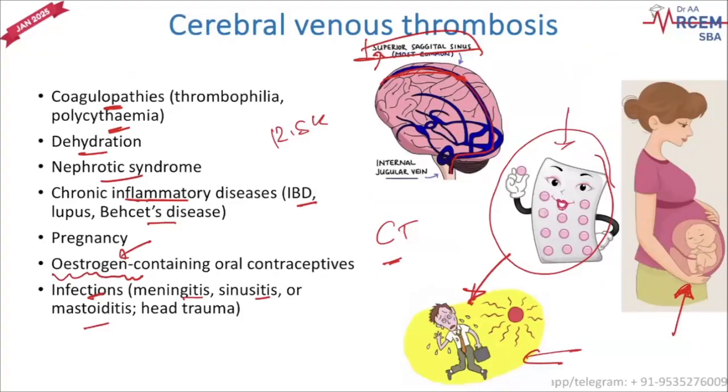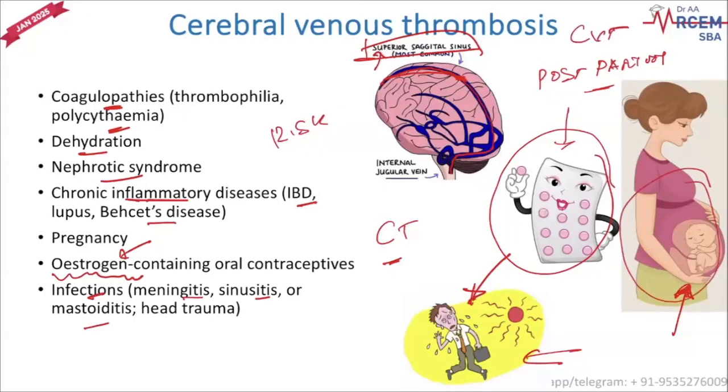One more thing is that postpartum is also a risk factor, for two reasons. In postpartum, you would have lost a lot of blood. During delivery, there is loss of blood. Again, she was recently pregnant also, so a hypercoagulable state was there. Keeping those in mind, CVT becomes common.